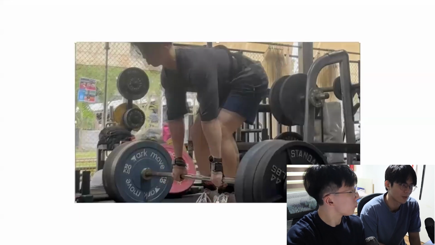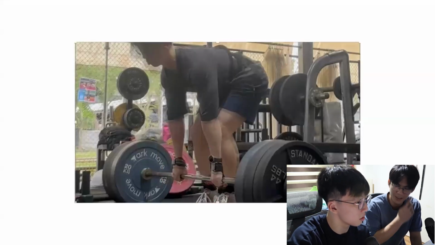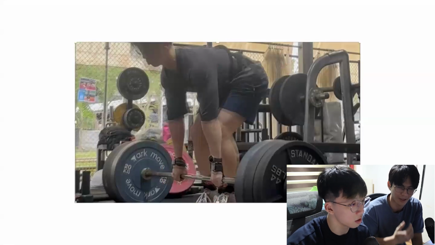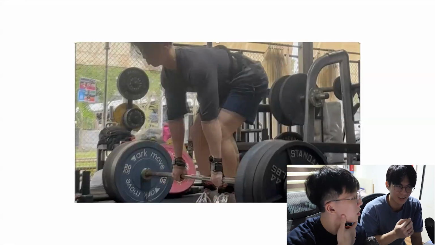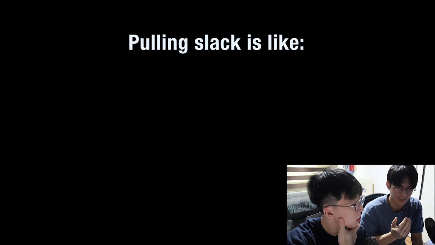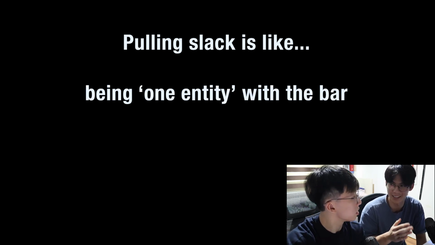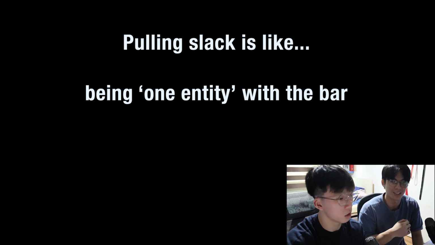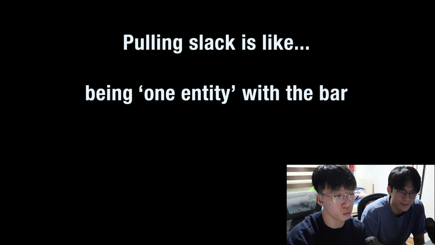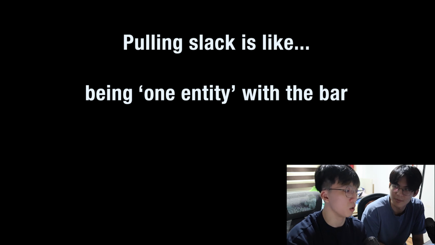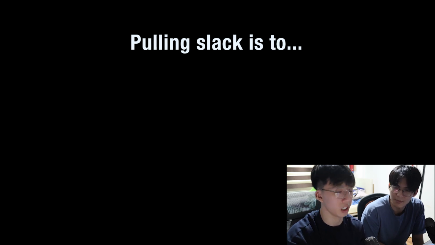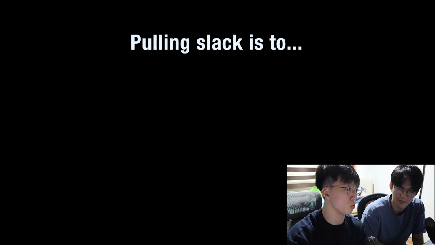So basically, let me see if whatever I'm saying is correct, and I'm understanding it. So basically, pulling slack is like making the weight, which is the bar, one entity with you. Correct, something like that. The reason why people pull slack, because I think people always say pull slack, but they don't even understand what pull slack means. Pull slack, basically the purpose is to create tension with the bar.